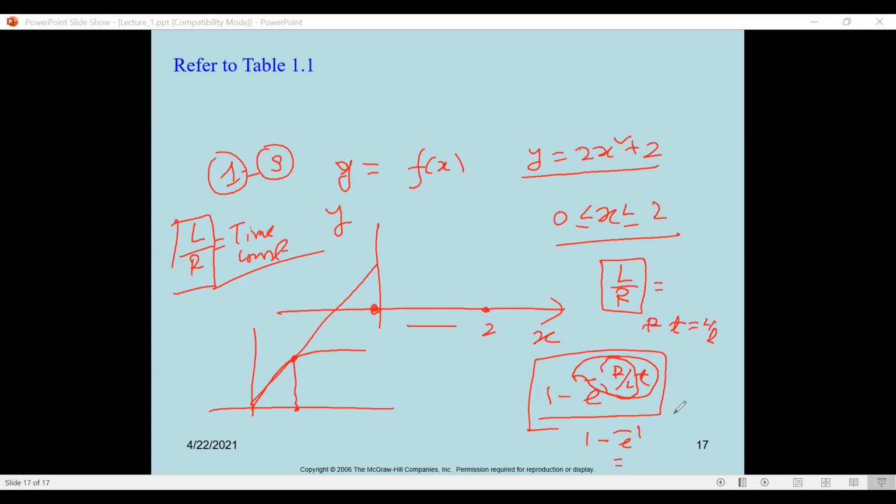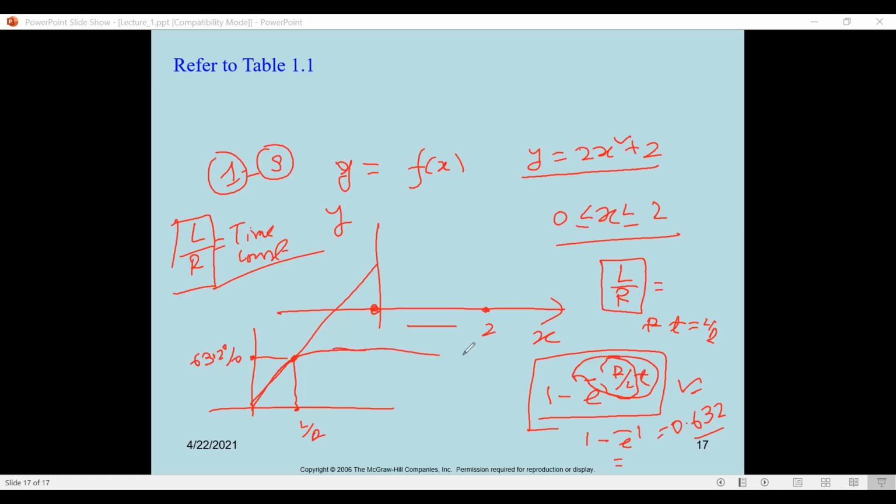Don't you have calculators? This is equal to 0.632. That means if you have this equation and your current is increasing, the time constant is the time at which your current will reach a value equal to 63.2% of your maximum value. You got my point?